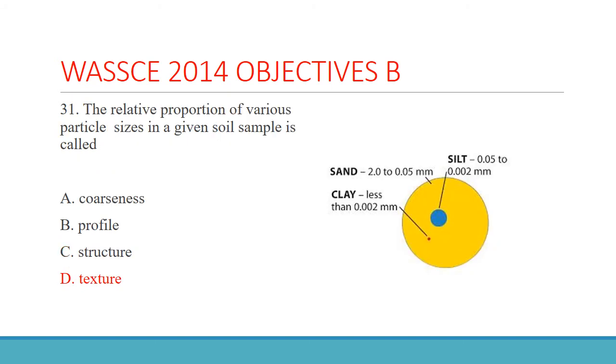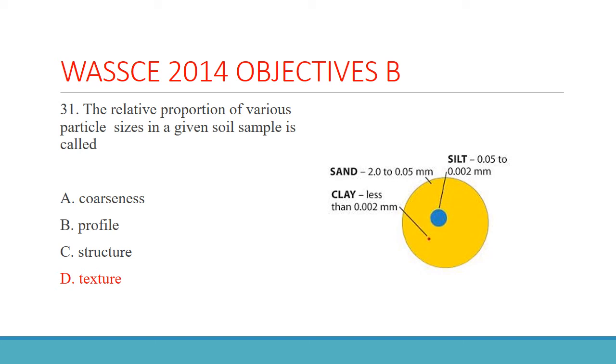31. The relative proportions of various particle sizes in a given soil sample is called the texture. Take note. As I said, it could also be asked in section B, what is soil texture. It is the relative proportion of the various particle sizes in a given soil sample. Why? Because some of them are just like the illustration here. Sand particles have the biggest size. So sand particles are huge.